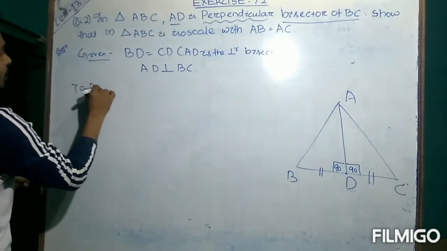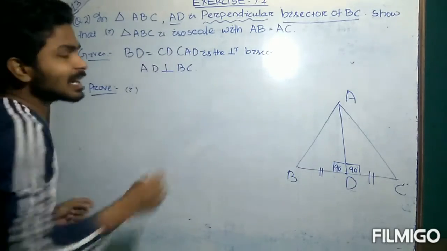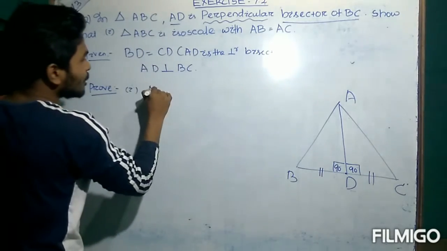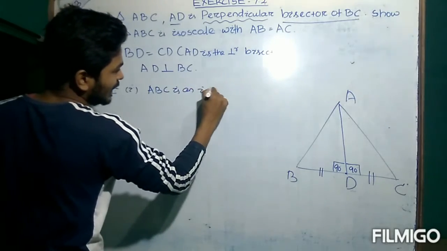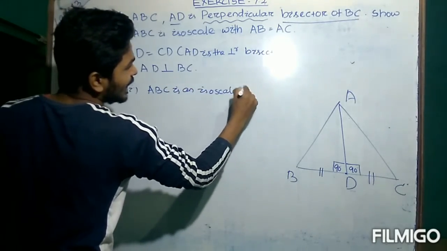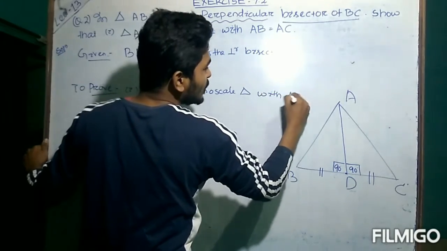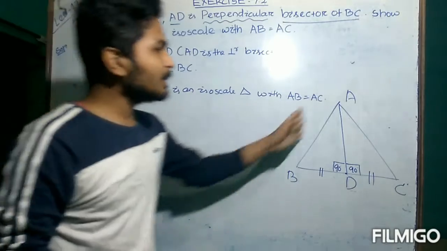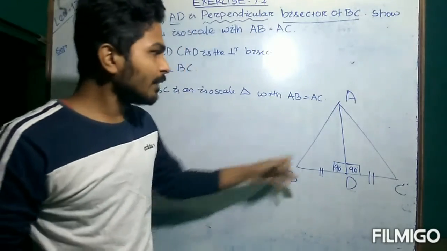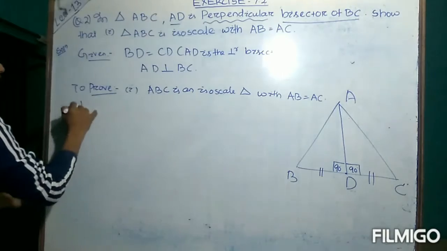Now from this data we have to prove or to show that triangle ABC is an isosceles triangle. An isosceles triangle is one in which two sides are equal, AB and AC. So we have to show that ABC is an isosceles triangle having AB and AC equal, right? So let's prove.